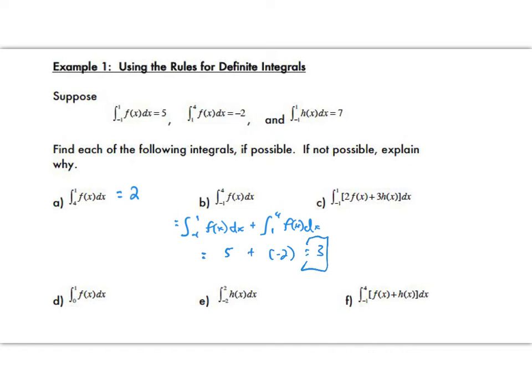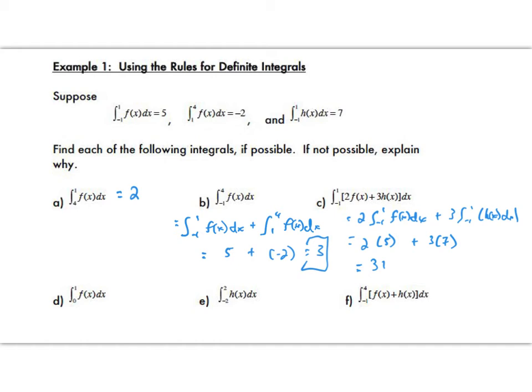All right, now for part C here, it looks like we've got a couple of different things at work. We've got a constant multiple times f and a different constant multiple times h. So this is sort of like saying 2 times the integral from -1 to 1 of f of x dx, and then 3 times the integral from -1 to 1 of h of x dx, and we know that's going to be 2 times 5, and then 3 times 7, because those are the values of those integrals respectively from up above, and 31 when you add it all together.